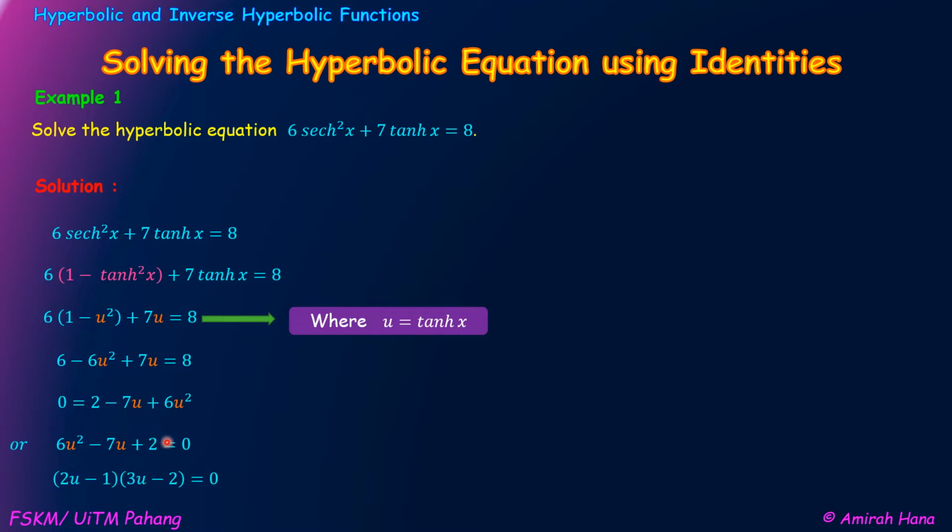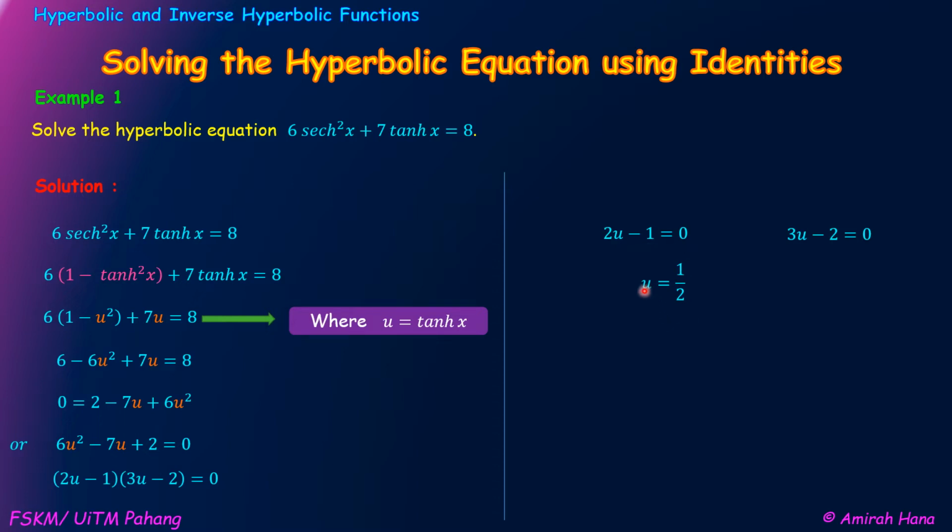After that, from this quadratic equation, we need to factorize. After we factorize this, we got 2u minus 1 times 3u minus 2 equals 0. After that, we can equate each factor to 0. So we have 2u minus 1 equals 0 and 3u minus 2 equals 0. From here, we have u equals 1 over 2 after we solve this equation.